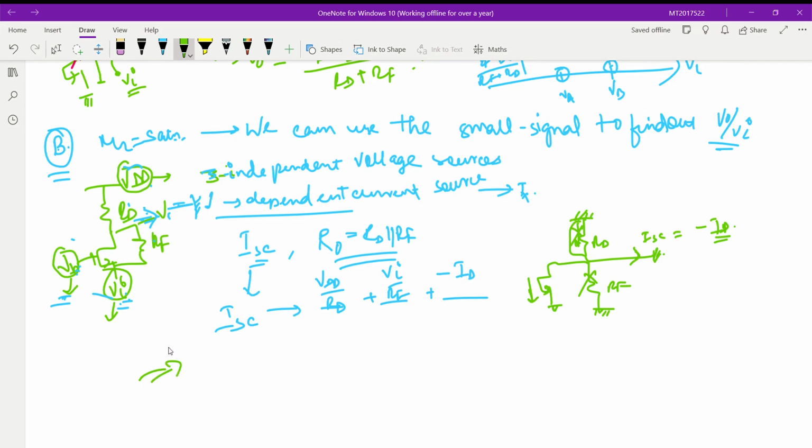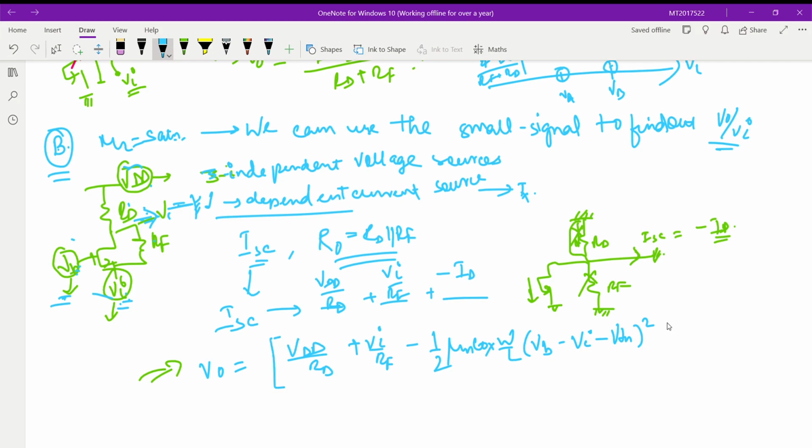So taking all these into account, V out will be VDD by RD plus VI by RF minus half mu n Cox W by L times VB minus VI minus VTH whole square, the large signal current, multiplied by RD parallel RF. So this is a simple equation.